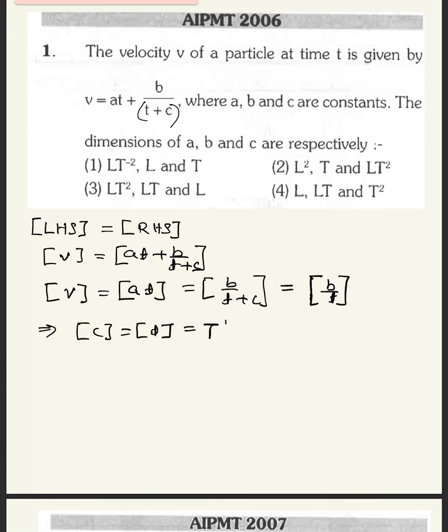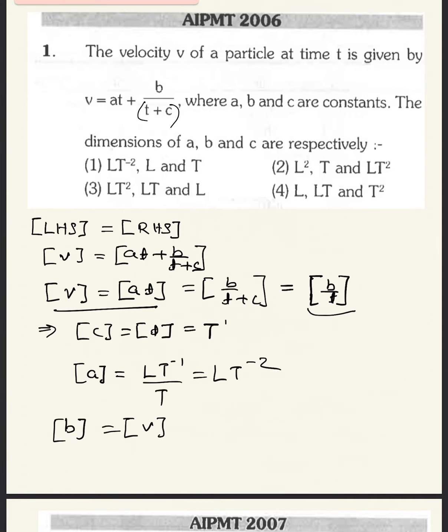Now, to find the dimension formula of A, I will just use these two terms. I will write the dimension formula of A is equal to the dimension formula of velocity, that is LT minus 1, divided by T. So I will get LT minus 2. Now in order to calculate the dimension formula of B, I will use the first and last term. So the dimension formula of B will be equal to the dimension formula of V into the dimension formula of small t. And yes, you can guess now, LT minus 1 into T, and I will get L. So this is how I calculate the dimension formula of A, B, and C.